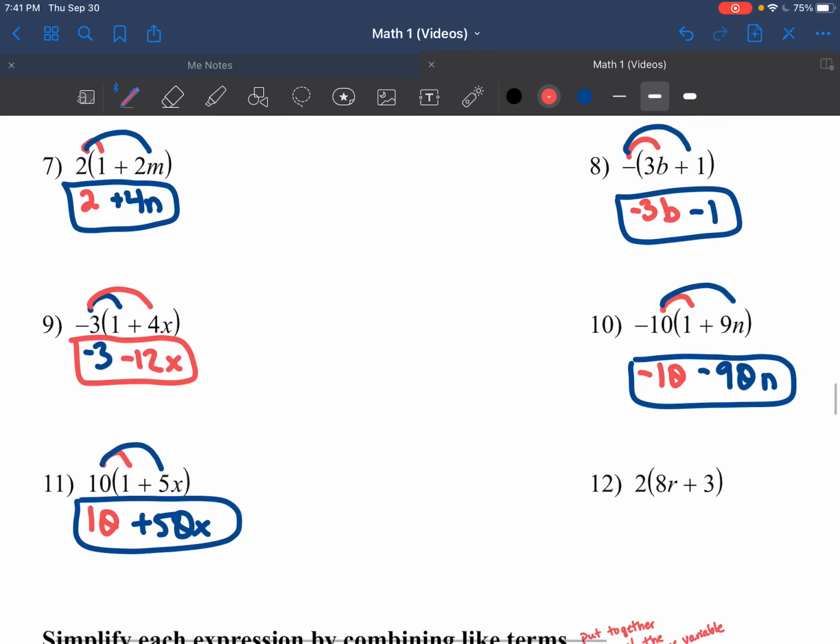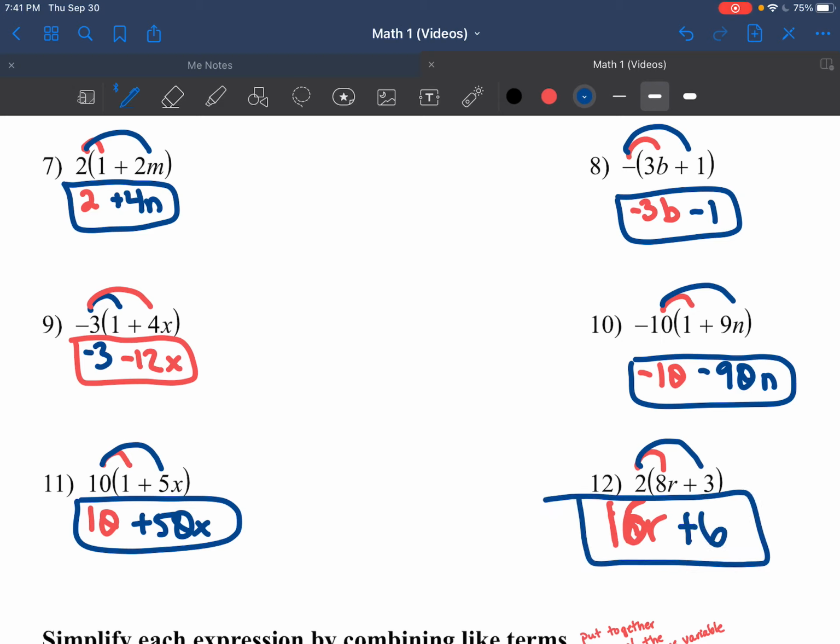So scroll through, see if you got the same answers as I did. Looking good so far. So for this last one, for a recap, 2 times 8r is going to be 16r. It stays positive. 2 times 3 stays a positive 6. So that would be the final answer.